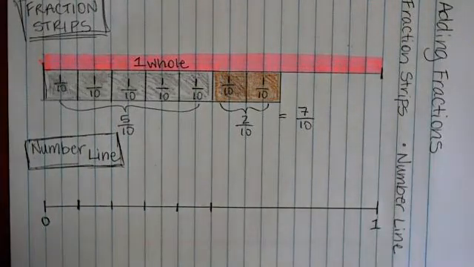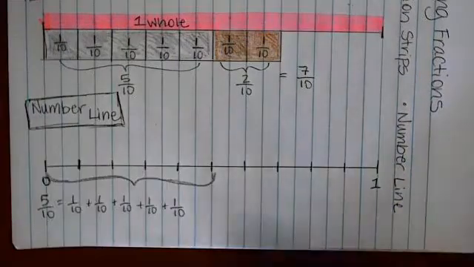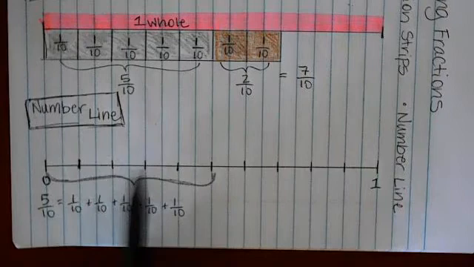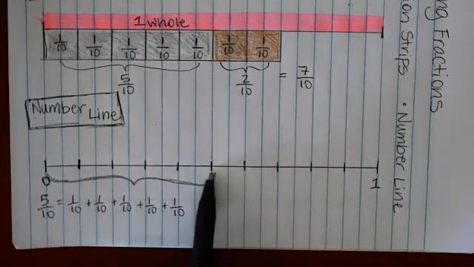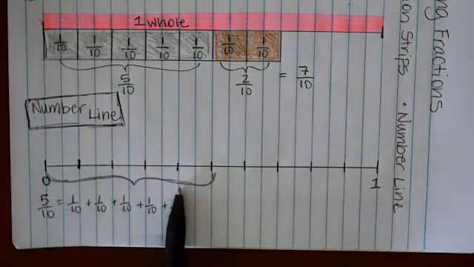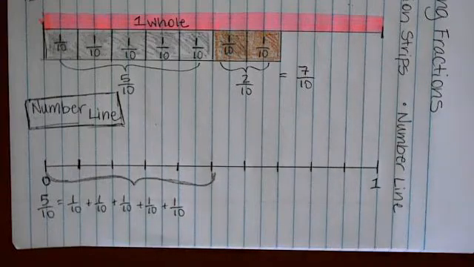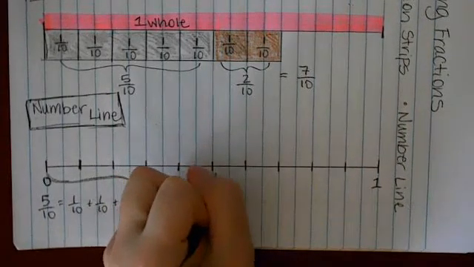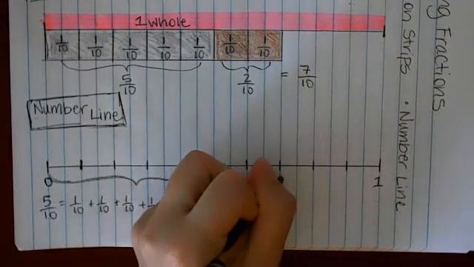So right now I'm going to show 5/10 on this number line. Okay, so 5/10 is 1/10 plus 1/10 plus 1/10 plus 1/10 plus 1/10. That would be 5/10. Now I'm going to need to show 2/10, which would be 1/10 and another 1/10.